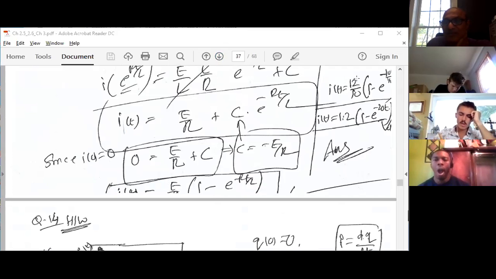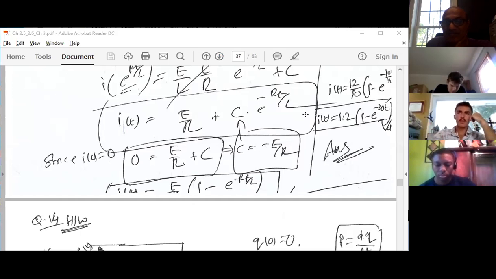You are given E equal to 12, R equal to 10, and so on. Just plug in the values. So I(t) equal to, this is 1.2, 1 minus e to the power negative RT by L. Now, suppose t equal to 5 seconds, that means how much current will pass through the circuit in 5 seconds? How much current will pass through the circuit in 1 minute? How much current will pass through the circuit in 50 seconds, like this? So different times will give you different amounts of current in the circuit. Are you getting me?